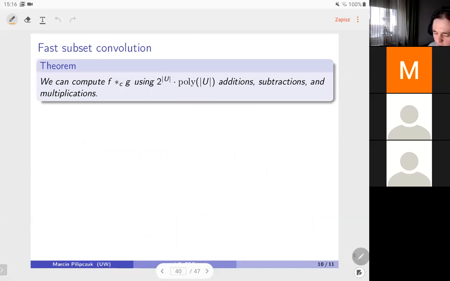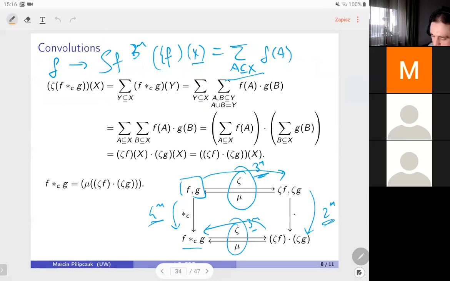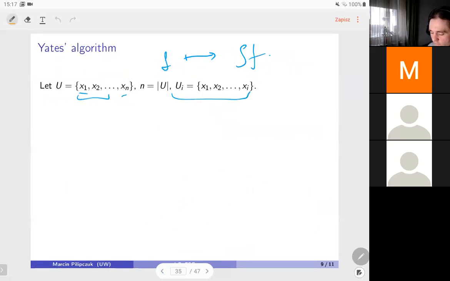So as a punchline, if you go back these few slides to this diagram, this becomes now 2 to the n, this becomes now 2 to the n. So we can compute the cover product in time 2 to the n times some polynomial, because all these lines are within time 2 to the n. And we are very happy because now we can do cover product.